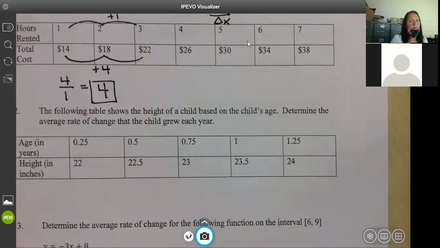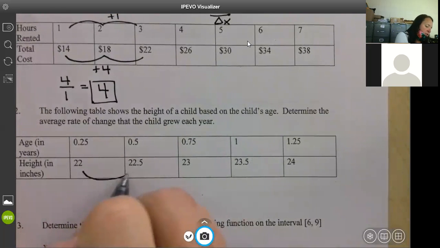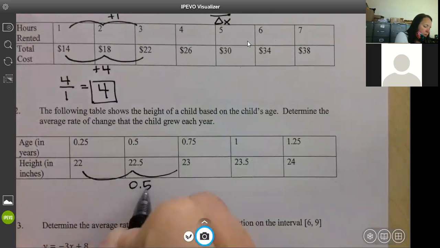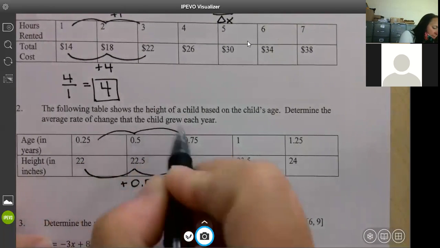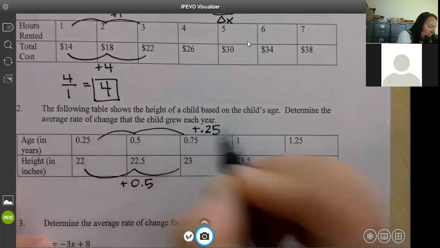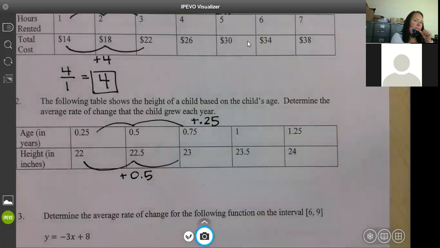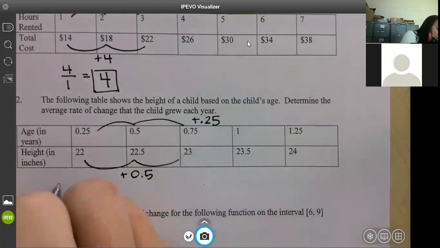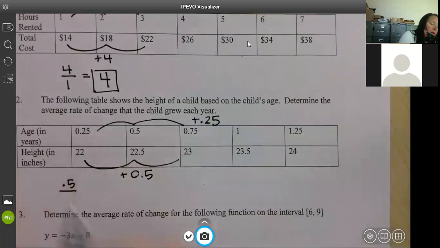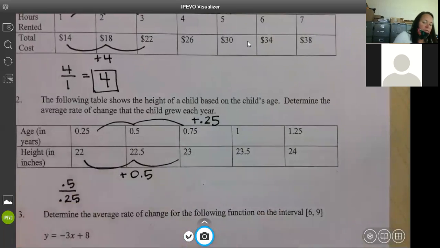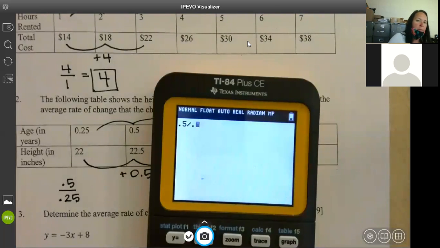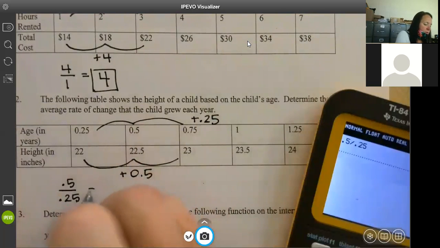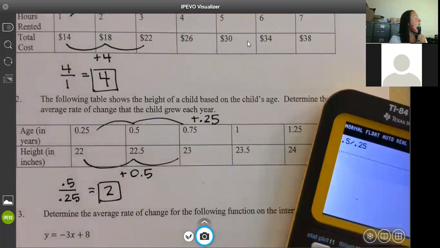All right, so check this one out. How do you get from 22 to 22.5? By 0.5. So we went up 0.5. What's happening on the top? Going up by 0.25. All right. So the change in y is 0.5 over the change in x is 0.25. You have a calculator, use it. 0.5 divided by 0.25 gives you what? 2. That's all you're doing. Don't try to guess that. Do it in your calculator so you know you get it right.